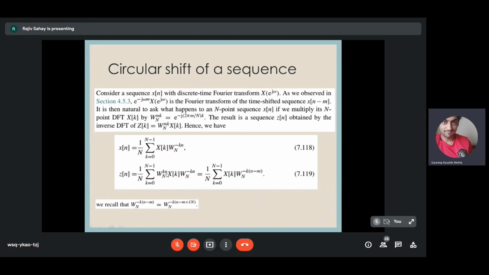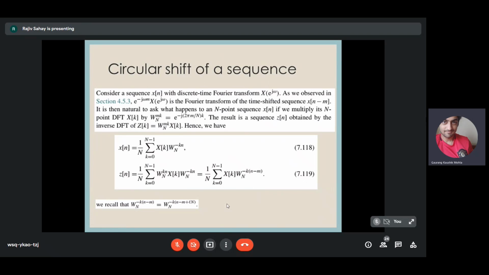Yes, sir. There is a mistake in the book. So W_N^{km} into X[k] into W_N^{-kn}. You collect the W terms, it will become W_N to the power minus k into (n minus m). Now using the periodicity property, you can write out this equality. So the periodicity of this complex twiddle factor W_N^{kn} gives you this equality.